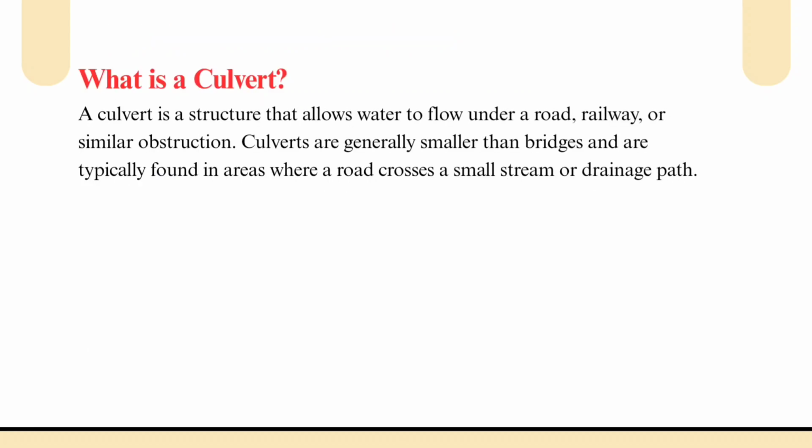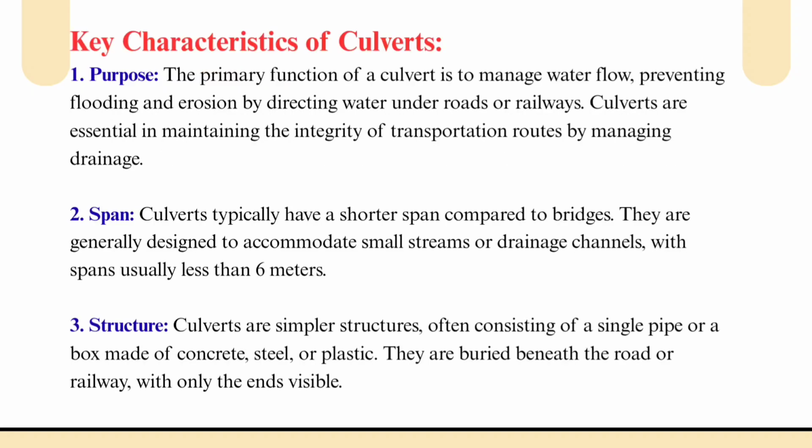The next point is what is a culvert. A culvert is a structure that allows water to flow under a road, railway, or similar obstruction. Culverts are generally smaller than bridges and are typically found in areas where a road crosses a small stream or a drainage path. Now we'll take the key characteristics of culverts.